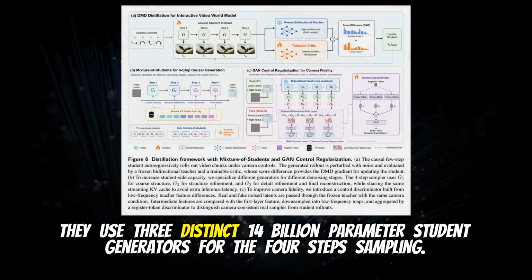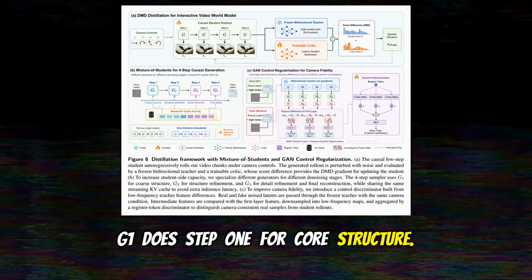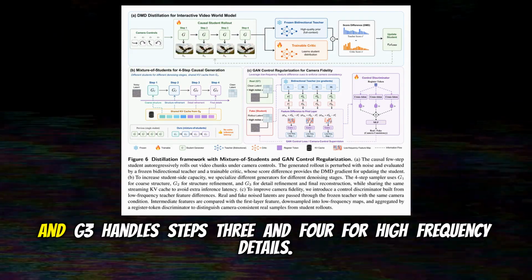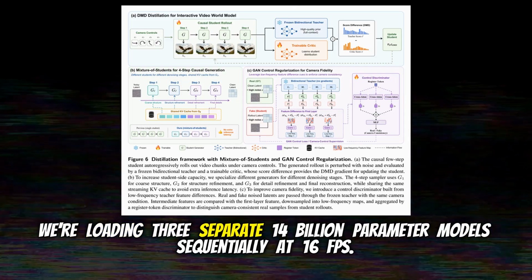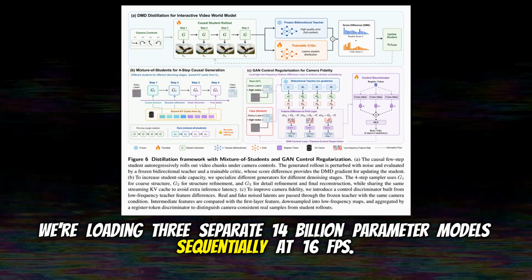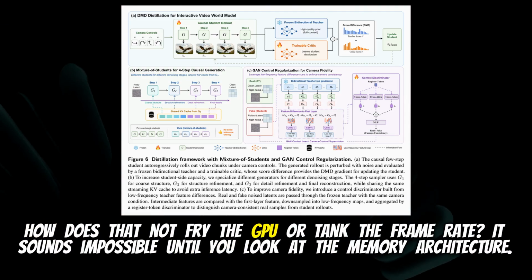They use 3 distinct 14 billion parameter student generators for the 4-step sampling. Right. G1 does step 1 for coarse structure, G2 does step 2 to refine it, and G3 handles steps 3 and 4 for high-frequency details. Wait, loading 3 separate 14 billion parameter models sequentially at 16 FPS. How does that not fry the GPU or tank the frame rate?